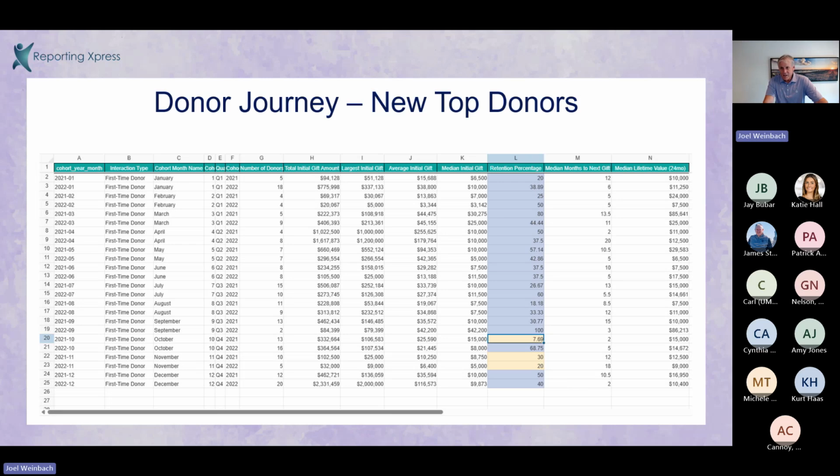Some other things that are kind of interesting here, these median lifetime values. The median initial gift over here, in a lot of cases, is 10,000, and the lifetime value is 29,000. These donors have some long-term value to them beyond their initial gift, and that's what's typical of top donors.